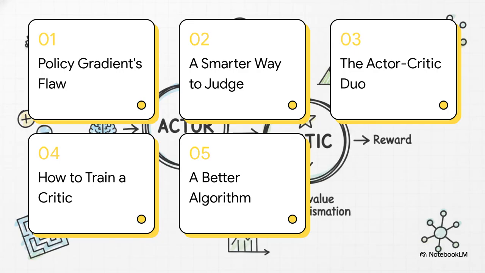Here's the plan. First, we're going to look at a pretty basic learning method called policy gradients and see exactly why it just doesn't cut it. Then, we'll introduce some much smarter tools for judging actions. After that, we'll meet the incredible actor-critic duo, figure out how we train them, and finally, we'll put the whole thing together into one really powerful learning algorithm.